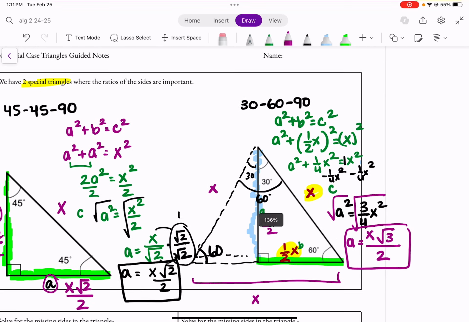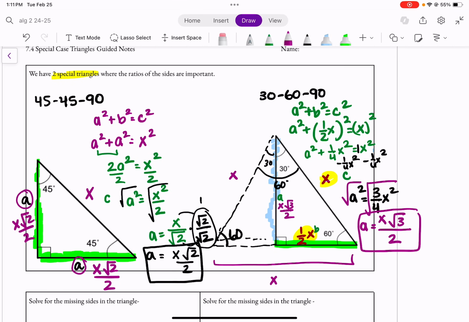So if it makes your life a little bit easier for the 30, 60, 90 triangle, you can redraw it, because I know it's kind of intense. There's a lot of work. So this was x, this was 1/2 x, and this was x square root of 3 over 2. Okay? So this was all just explaining where we got these. What we call these are basically like little shortcuts. They're little ratios.